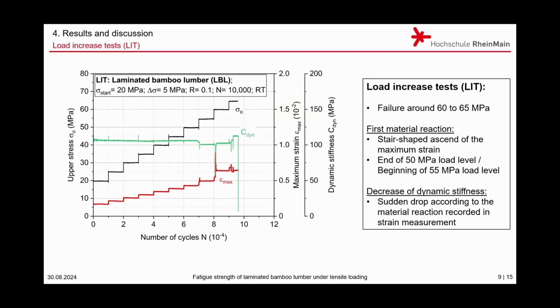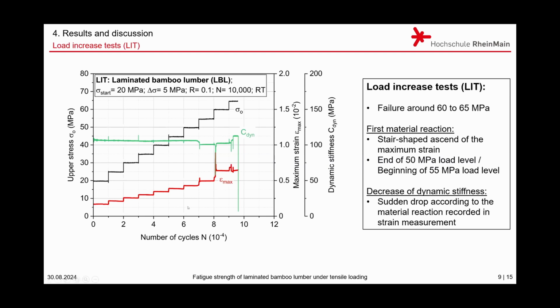Okay, coming to the results, first we did some basic tensile testing to calculate the average maximum tensile strength, which was nearly 90 megapascal. And according to that tensile strength, we designed our load increase tests that we're following. You can see the result of one of the tests on the left-hand side. We started our first load level on an upper stress of 20 megapascal. Then we did 10,000 cycles per load level, and afterwards we increased the upper stress by 5 megapascal. We were working on a load ratio of 0.1, which means that we stayed in the tensile loading for the entire test. It can be seen that the failure of the specimen was around 60 to 65 megapascal.